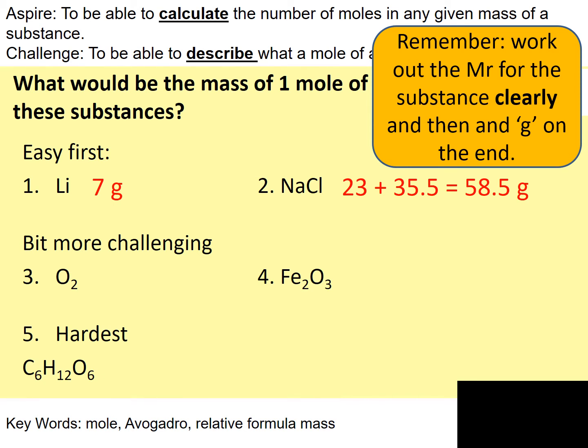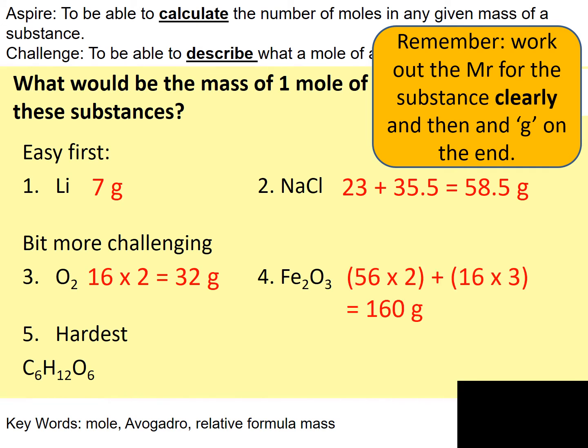For O2, we just have to remember what that 2 stands for. So it's 2 lots of 16, which makes 32, and we convert it into grams, so 1 mole has a mass of 32 grams. For iron oxide, Fe2O3, we've got 56 times 2 for the iron, 16 times 3 for the oxygen, which comes out as 160. We convert it into grams, so 1 mole is 160 grams.